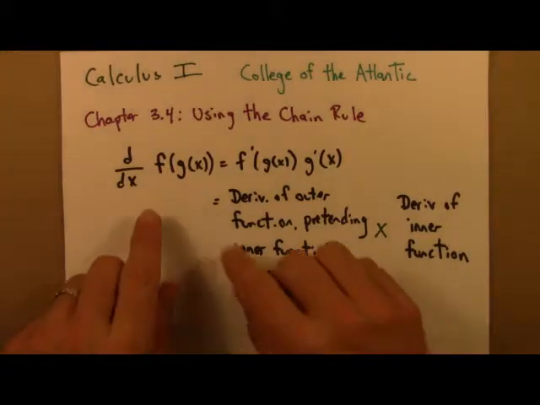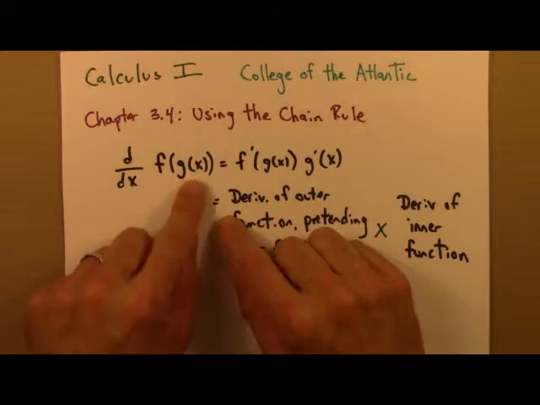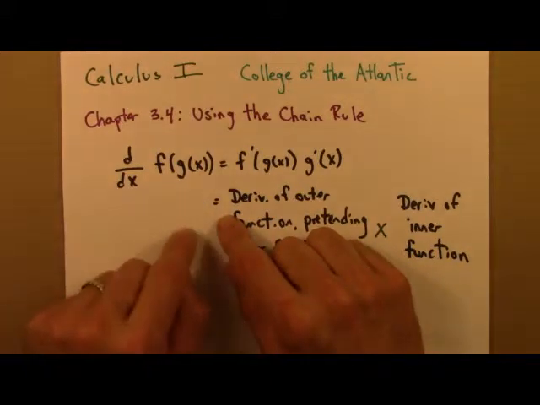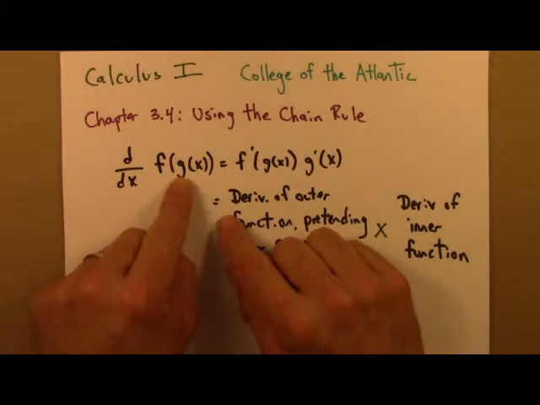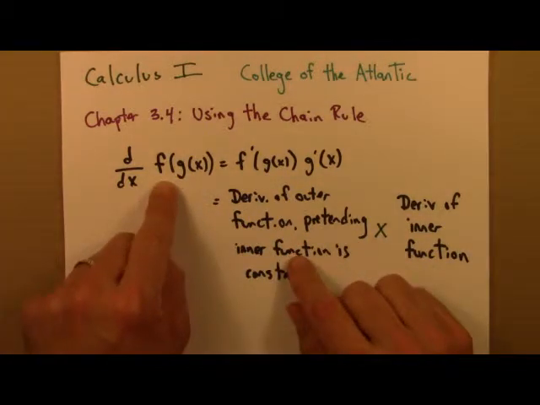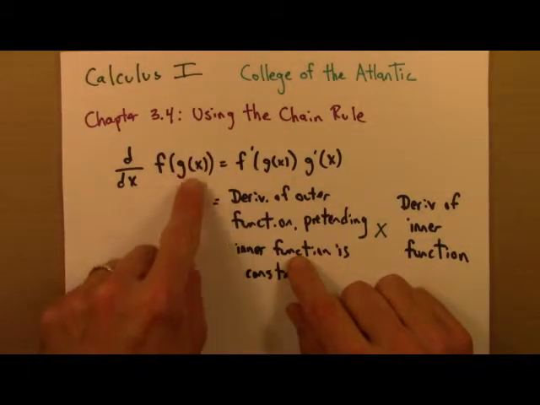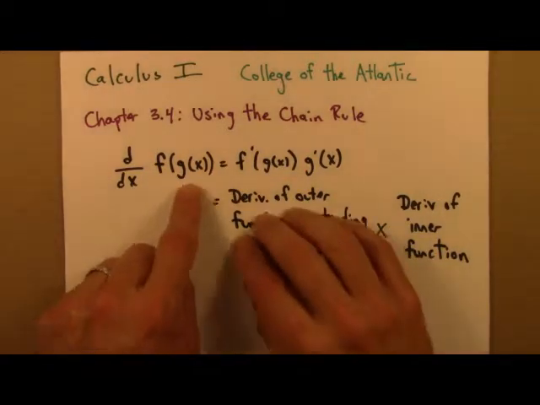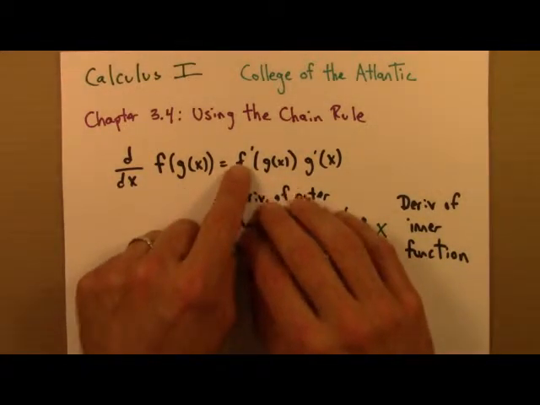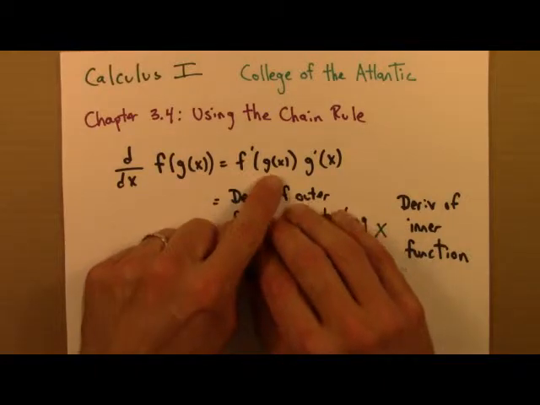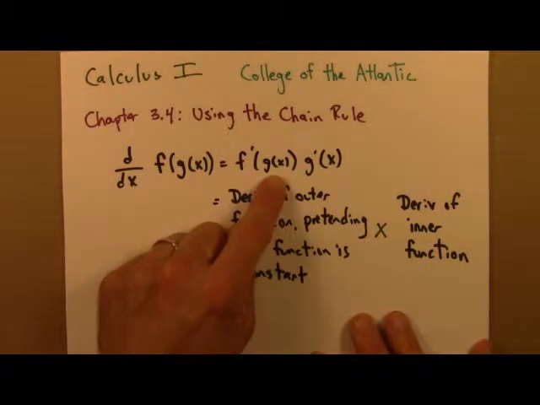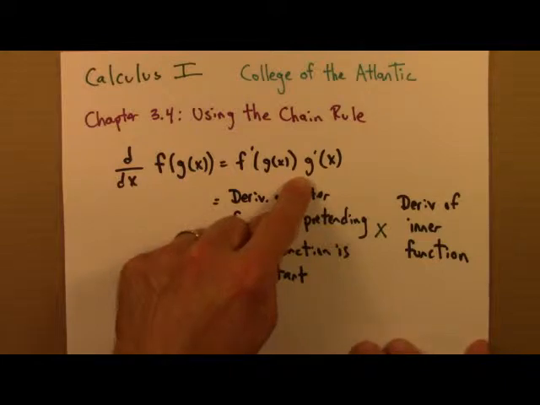So here's the chain rule. It applies to composite functions, where we have a chain of functions acting. So we start with x, then we do g to it, then we do f to it. So what would the derivative of this composite function be? Well, you would take the derivative of f with respect to the inner function, so you leave the inner function alone, times the derivative of the outer function.